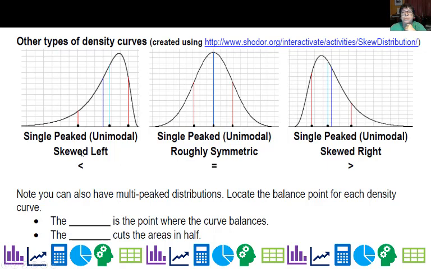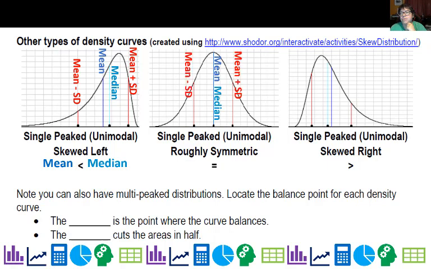So we're going to start with this skewed left distribution, which we've already sort of talked about. Here's your mean, there's your median. And these red lines are 1 standard deviation below and 1 standard deviation above the mean. So you can see they're equidistant from the mean. And here, since the mean is less than the median, we are skewed left. This one is a single-peaked unimodal, roughly symmetric, actually really symmetric. And there's your mean. And guess what? Your median's in the same spot. And there's your mean minus and your mean plus the standard deviation. Your mean and median are the same.